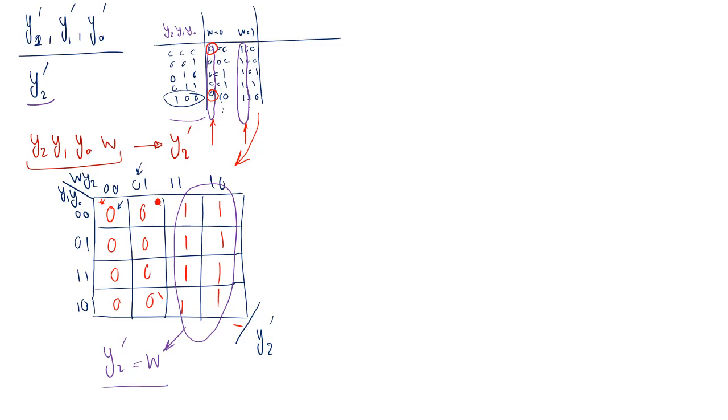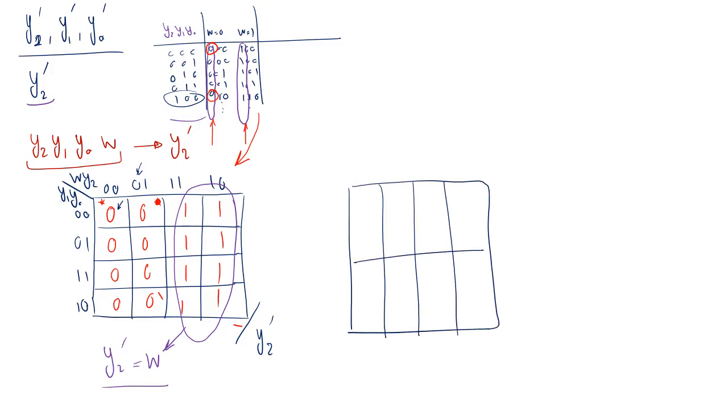Okay, so now if I continue and build this for Y1 prime, this is one of those moments in the video that I really encourage you to pause the video and do this for yourself, and then once you are done, you can resume the video and check if you did it right or wrong. So please pause the video right now, try to do the table for Y1 prime and even Y0 prime, and then continue and see if you did it correctly or not.